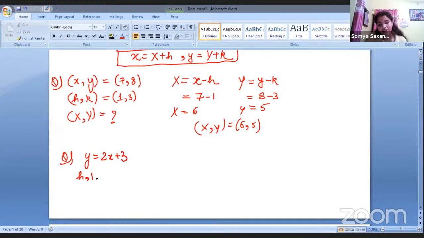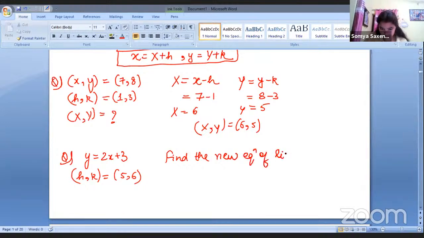And we are given the new origin, the coordinates of the new origin, which are 5, 6. What we have to do is to find the new equation. Sorry, I've written it wrong. Find the new equation of the line if the origin is shifted to h comma k, the new coordinate of the origin.